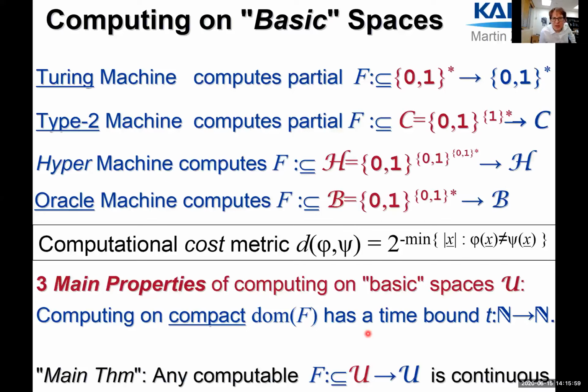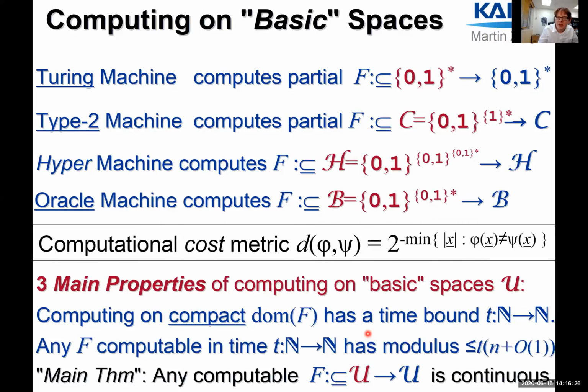The second property is sometimes called the main theorem, but here it's kind of trivial because we're talking about basic spaces without encoding, namely the observation that any computable function on these spaces must necessarily be continuous. That's easy to see, so I will not go into this detail further, but proceed to the next property, namely a quantitative strengthening of this main theorem. Whenever a function is computable in time t of n, then it has a modulus t of n plus some constant. Or put differently, computational complexity bounds give rise to quantitative continuity bounds.